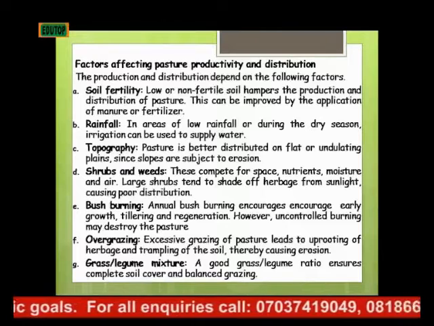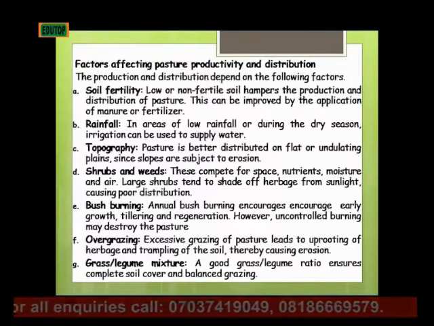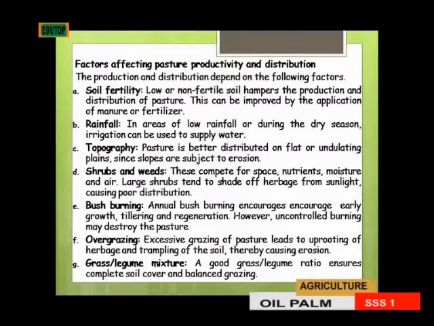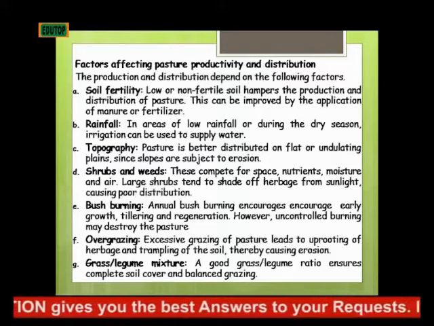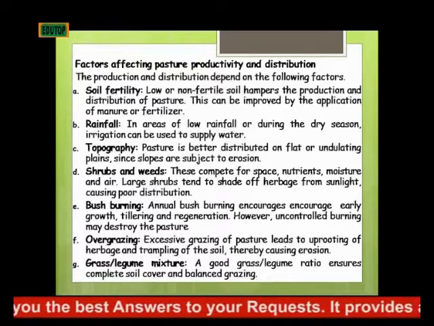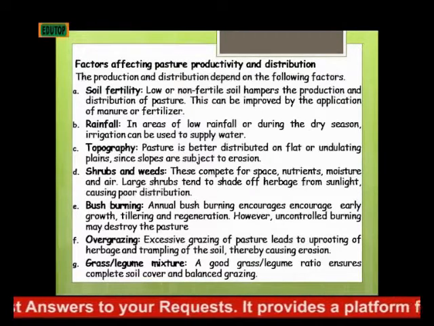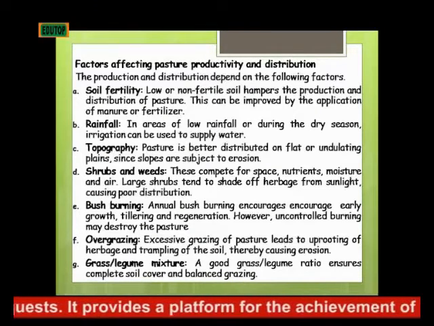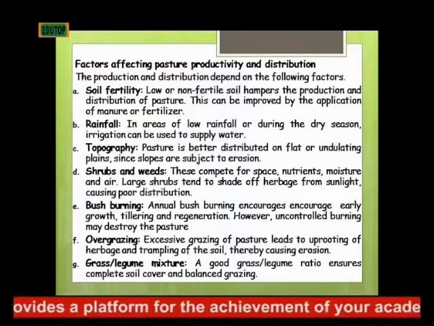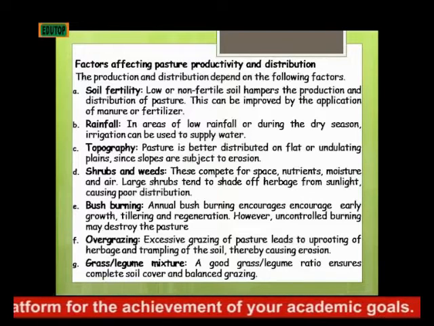Then bush burning. Annual bush burning encourages early growth and then regeneration. However, uncontrolled burning may destroy the pasture. Then the next factor that affects pasture productivity and distribution is overgrazing. Excessive grazing of pasture leads to uprooting of herbage and trampling of the soil, thereby causing erosion.